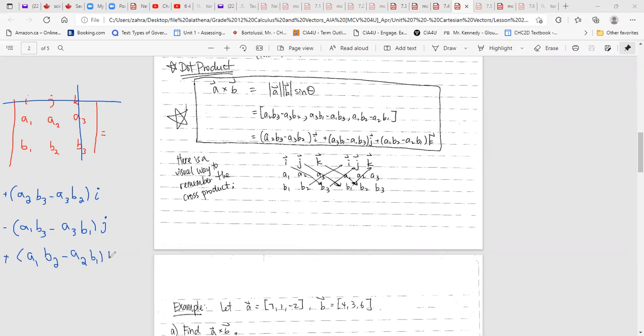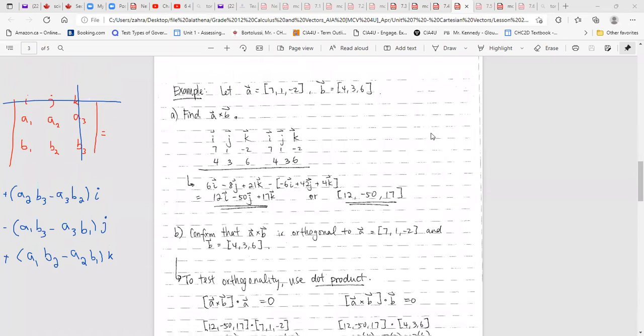It's K, right? Now we have this question that we can work on. Again, I put I, J, K. The first one is 7, 1, -2. The second one is 4, 3, 6.